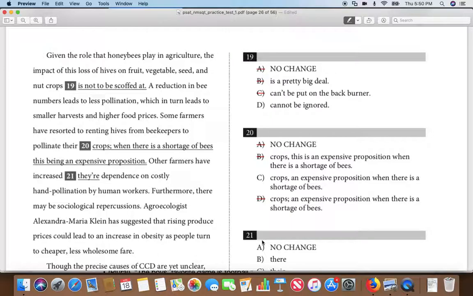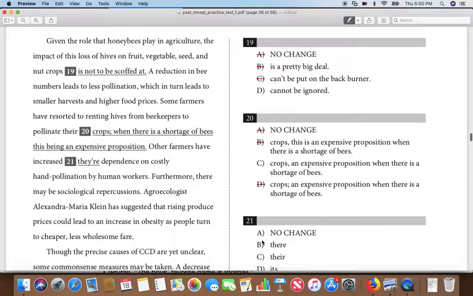No. Actually, I do have one question. Would B work if it was just a semicolon after crops? Absolutely. Correct? That'd be great. But again, you use a semicolon to separate two standalone thoughts. Yeah. So. Okay. Cool. That's not an answer choice.